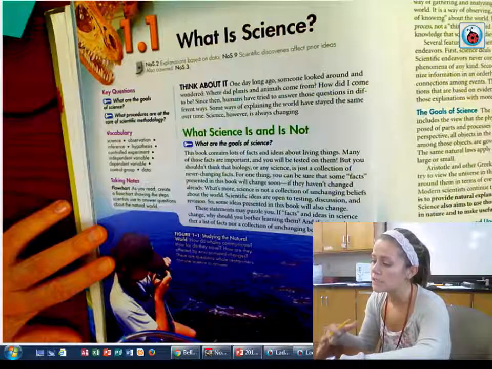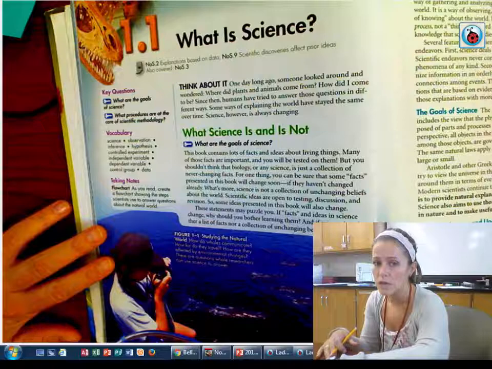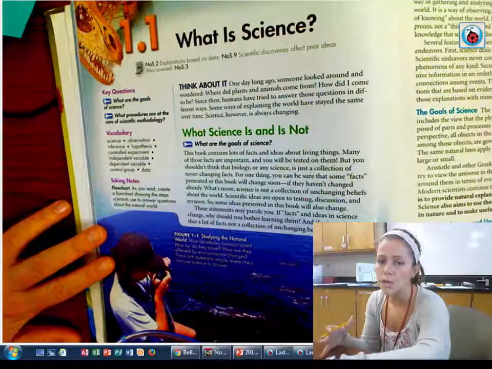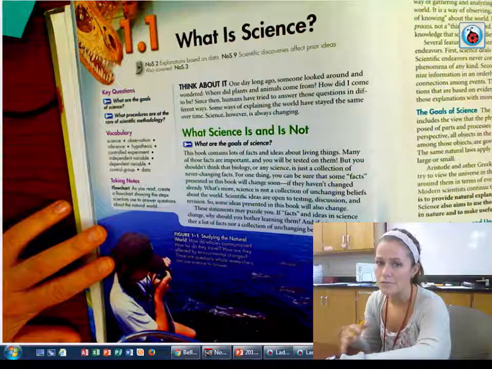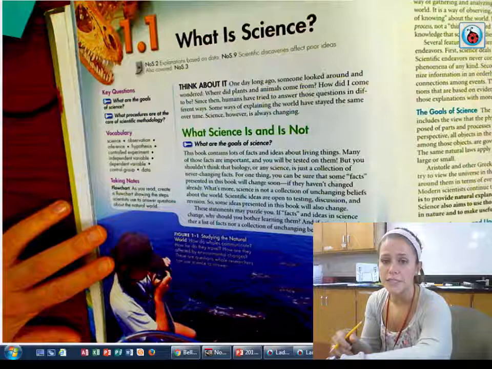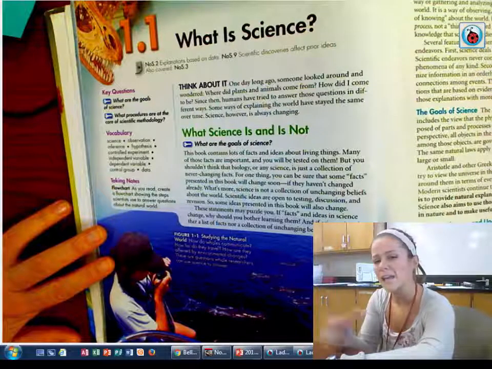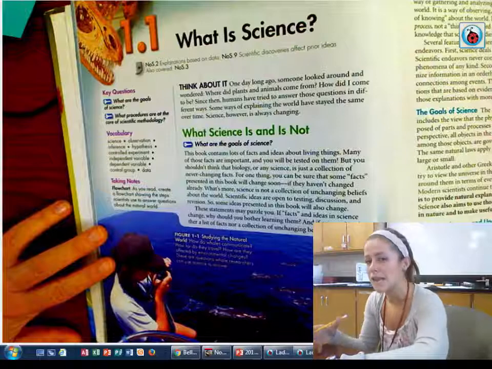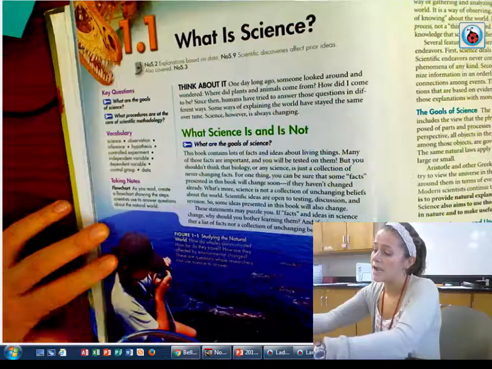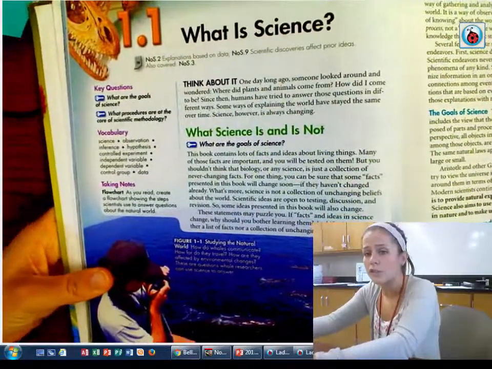So this book contains lots of facts and ideas about living things. That doesn't really tell me what science is and is not. Many of those facts are important and you will be tested on them. Same again, nothing. But you shouldn't think that biology or science is just a collection of never-changing facts. Does that help answer that question, what science is and what science is not? I think it does. It tells us that it's not a collection of never-changing facts. So that's something that we should write down.